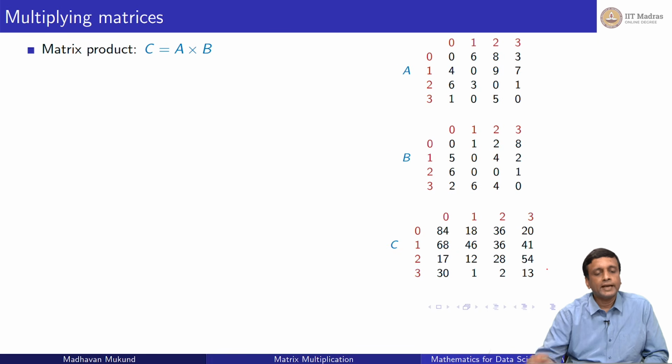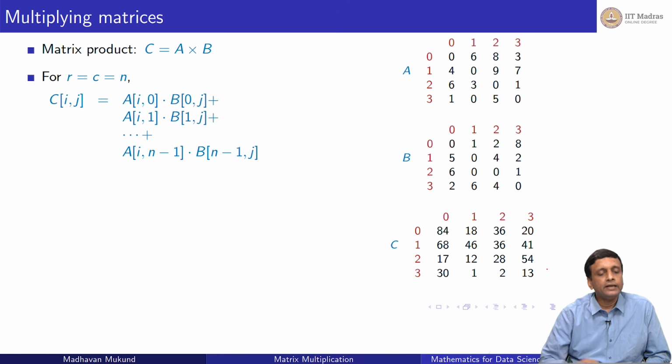So what we have described is called the matrix product. What we have done in particular is a square matrix, so R is n, C is n. So we say Cij is ai0 b0j plus ai1 b1j up to ai n minus 1, the last column, and bn minus 1 j, the last row in the column j.